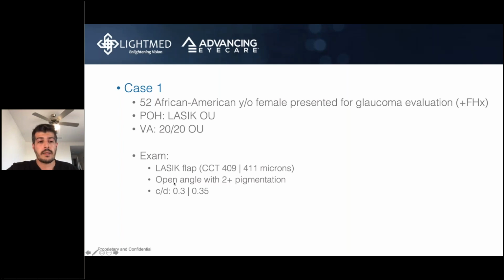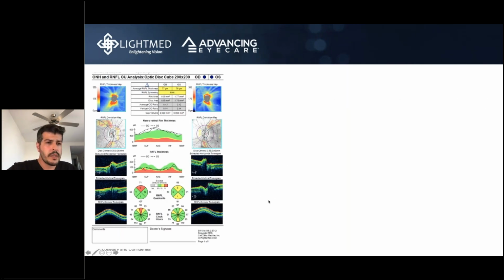On exam, I could see the LASIK flap. Her cornea was really thin, but she had a myopic LASIK treatment, so that's why. But that's important to know when you think about the eye pressure. So very thin cornea, the angle was open and pigmented. And the cup to disc, it didn't look horrible. I could have not taken pictures of that, put it in a glaucoma textbook and called it glaucoma, but 0.3 and 0.35. We did the glaucoma workup, and that's where things started to show up.